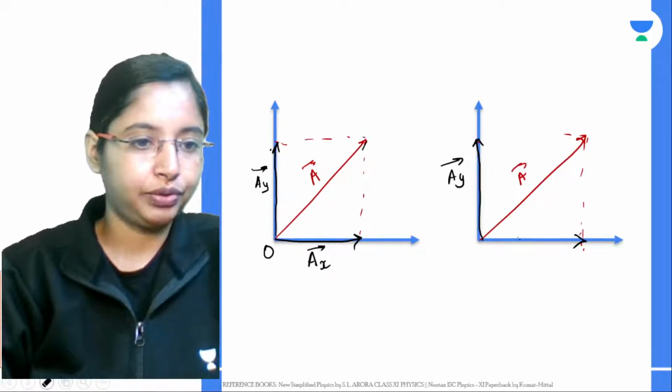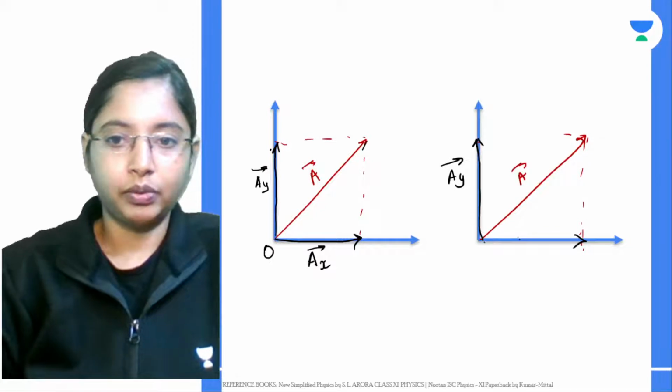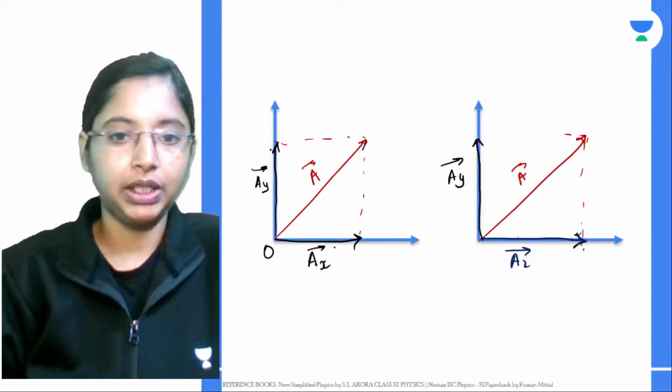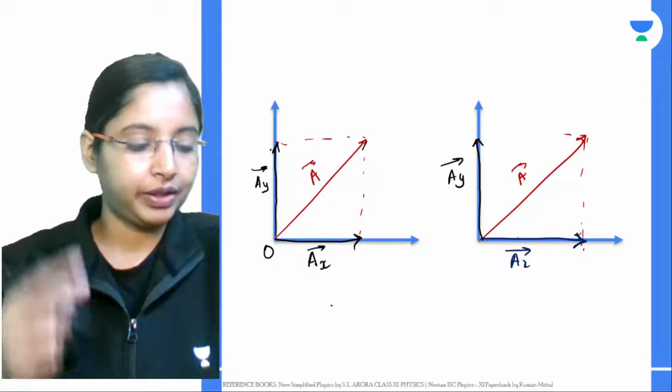So we have two vectors, one ax vector over here. We're going to resolve this. We're going to write it.